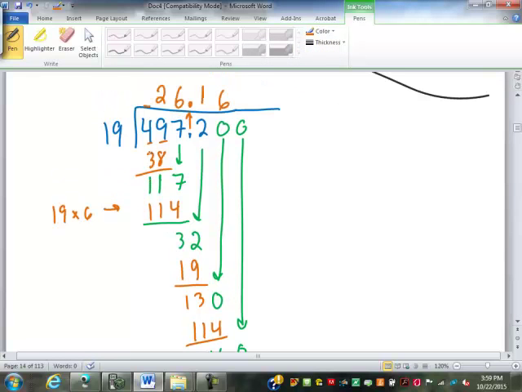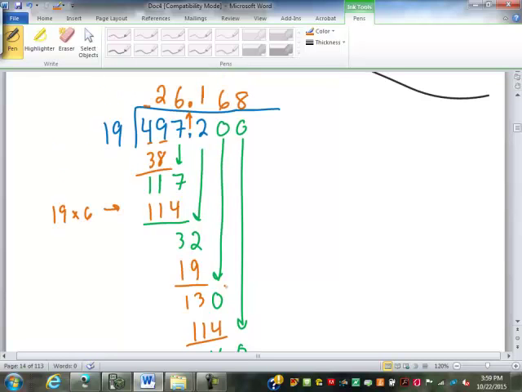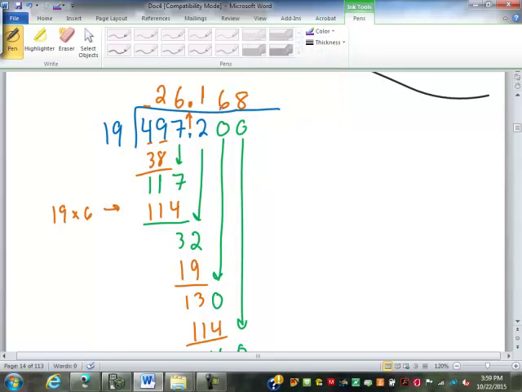8 times 19 is 152. So 19 goes into 168 times. So now what does that tell us? Well, we'd have 8 left over on the bottom, but we're going to round up our 6 to 7. Perfect. The hundredths place is right here. We needed to go one more digit so we know whether that stays 6 or rounds up to 7. And that rounds up to a 7. So 26.17 to the nearest hundredth.